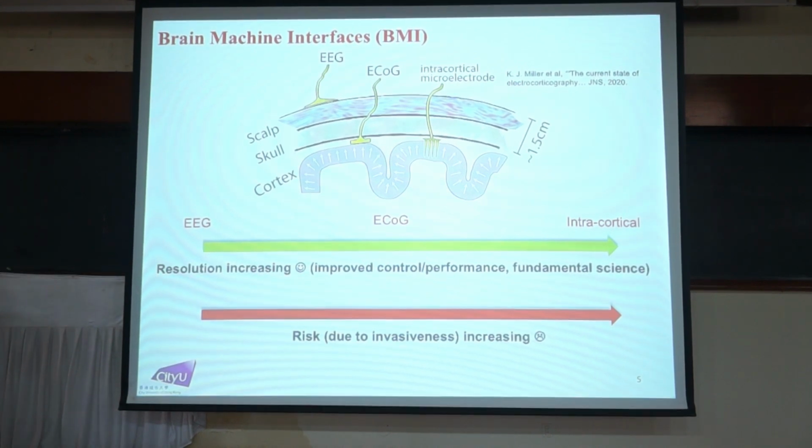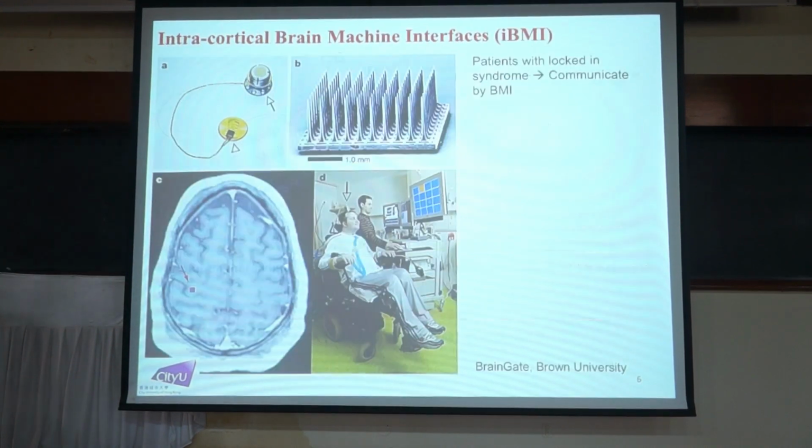But what's going on, what's the trade-off? The trade-off generally is, as you go from EEG towards intracortical, your resolution, both spatial and temporal, keeps on increasing. So you have improved control or performance in the BMI. It's also useful for fundamental science because you can record from single neurons. But of course, there's a trade-off. So obviously, there's extra risk because of the increased invasiveness of these technologies as you go towards the right.